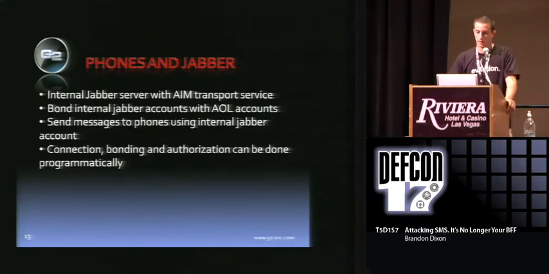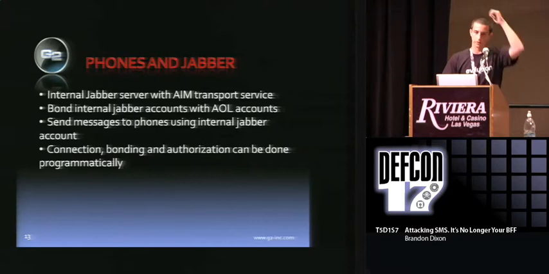Now, tying everything together, phones and Jabber. You can have an internal Jabber server set up with a name transport service. This could be local, or you could use, like I said, one of the public transports. You bond your Jabber account with your AOL account, and you send messages to the phone using your internal Jabber account or your public Jabber account. The connection, bonding, and authorization can be done programmatically, so you don't actually have to have a fat client available to you. There are some messengers that do this, PSI is one of them. But I quickly realized that using a fat client just to bond my name was going to be pointless, and it was better to go find out how to do this programmatically.